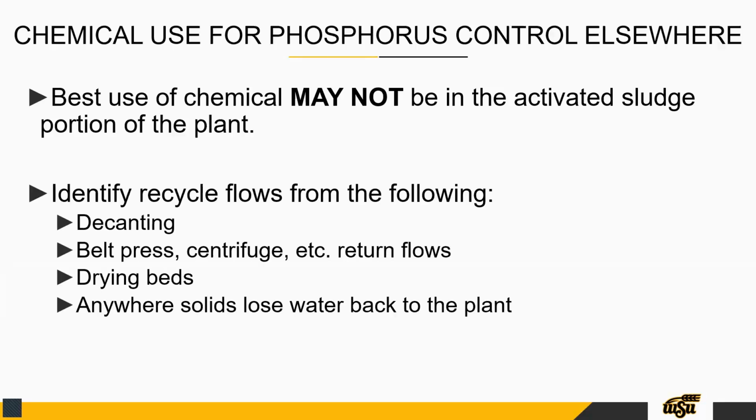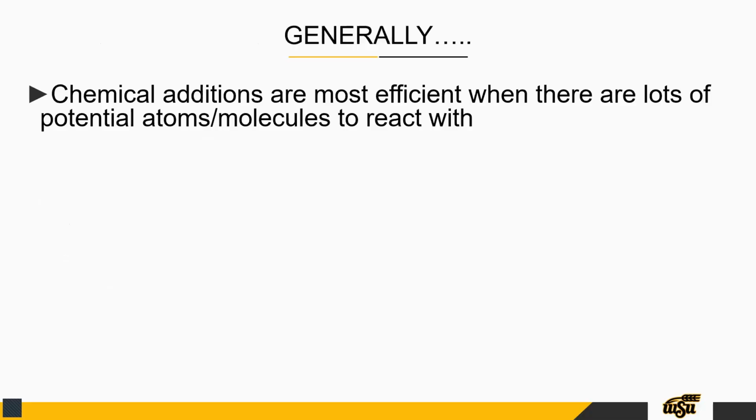We have a lot of facilities that have pretty high flow rates from decant operation, belt press operation, centrifuge, etc. Perhaps coming from drying beds. Anywhere where you have solids that are losing water back to your plant can be flowing back high levels of phosphorus. Generally speaking, if you are adding chemical to something, it's going to be more efficient when there's lots of potential atoms or molecules that you're targeting to react with.